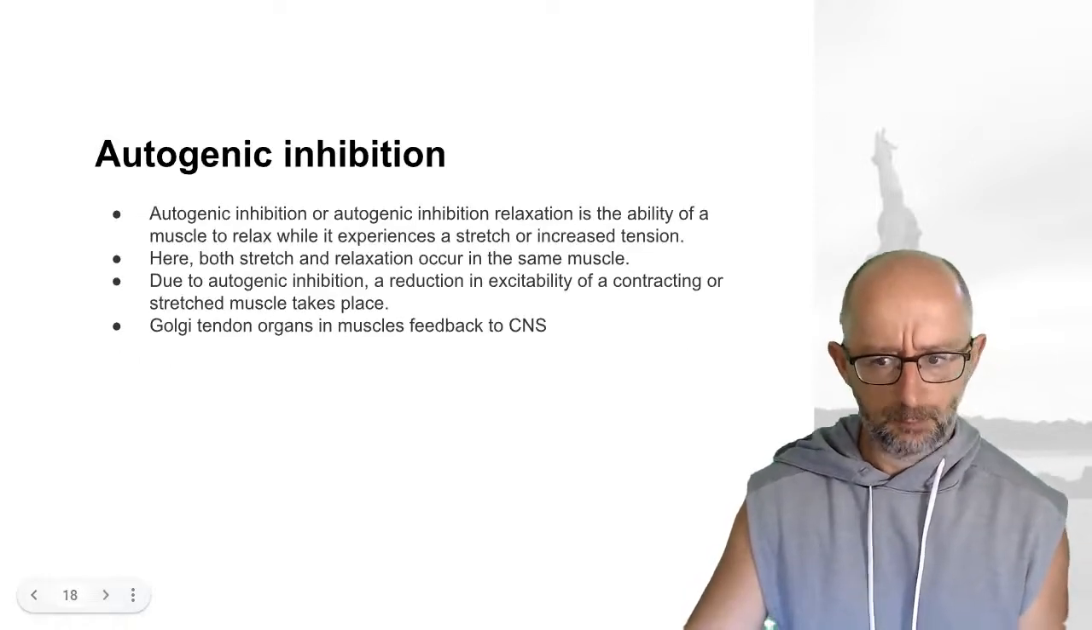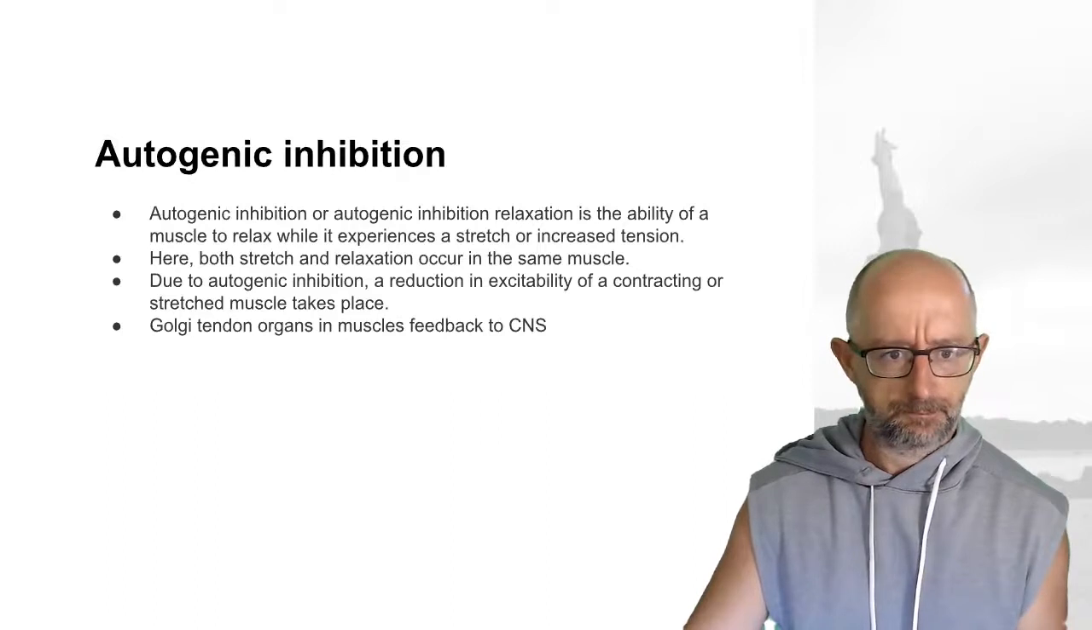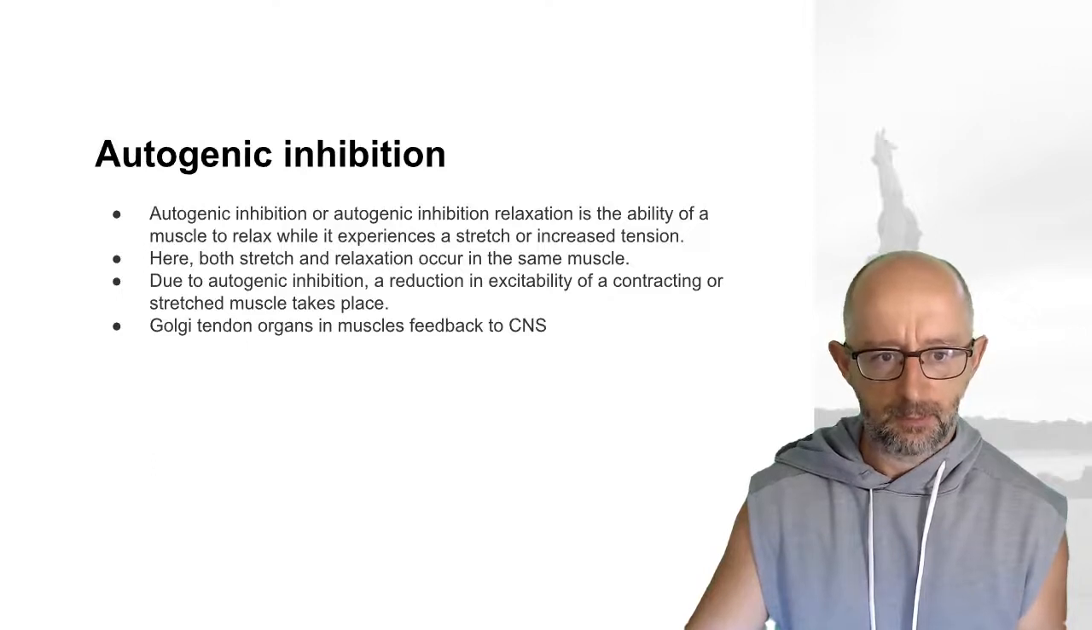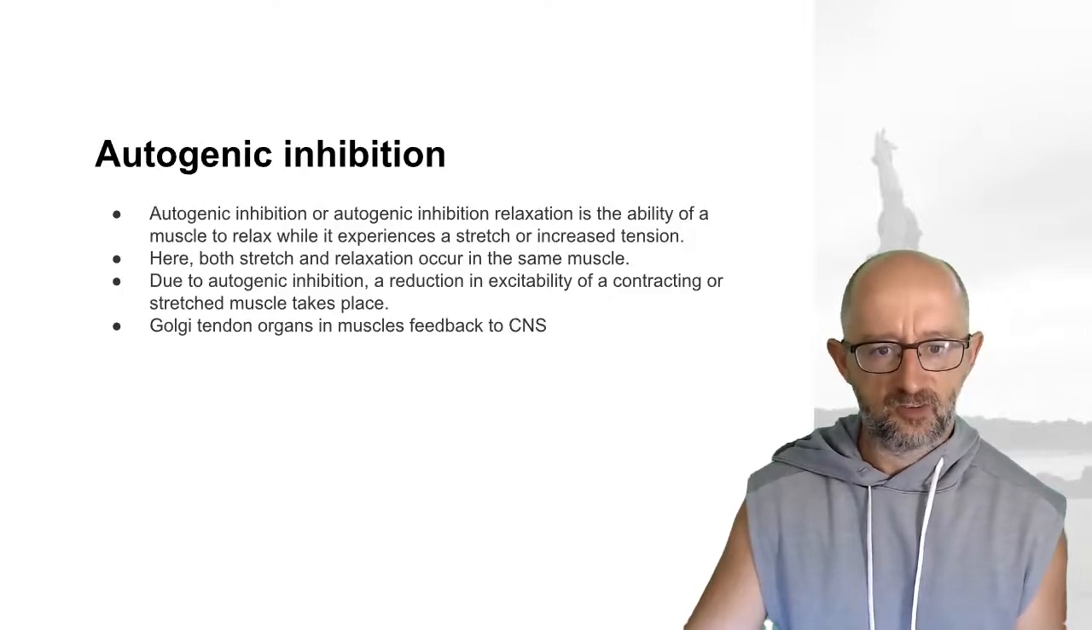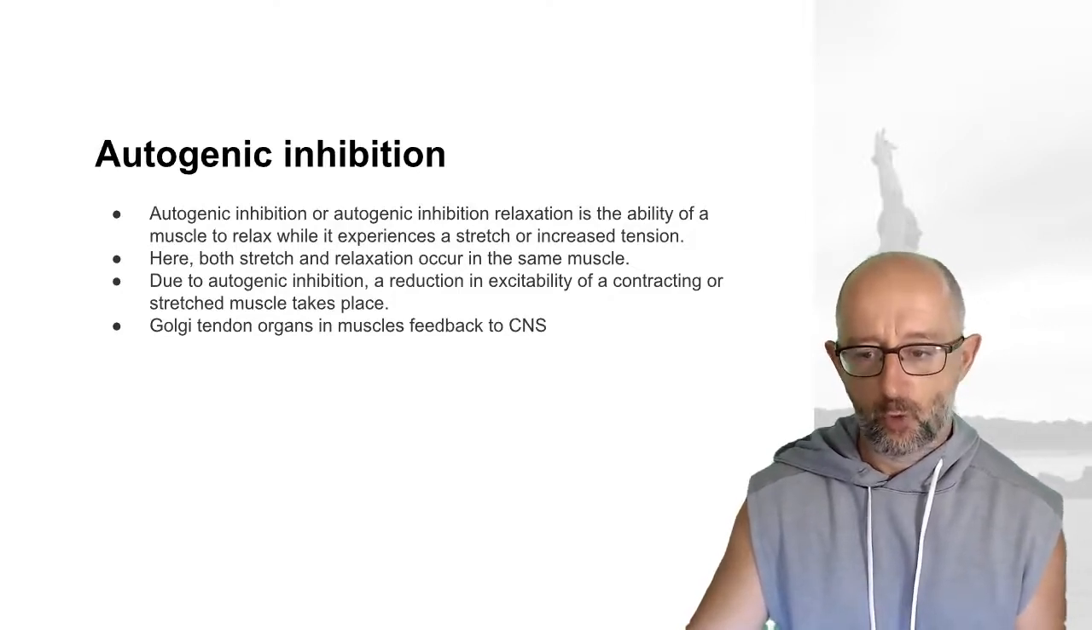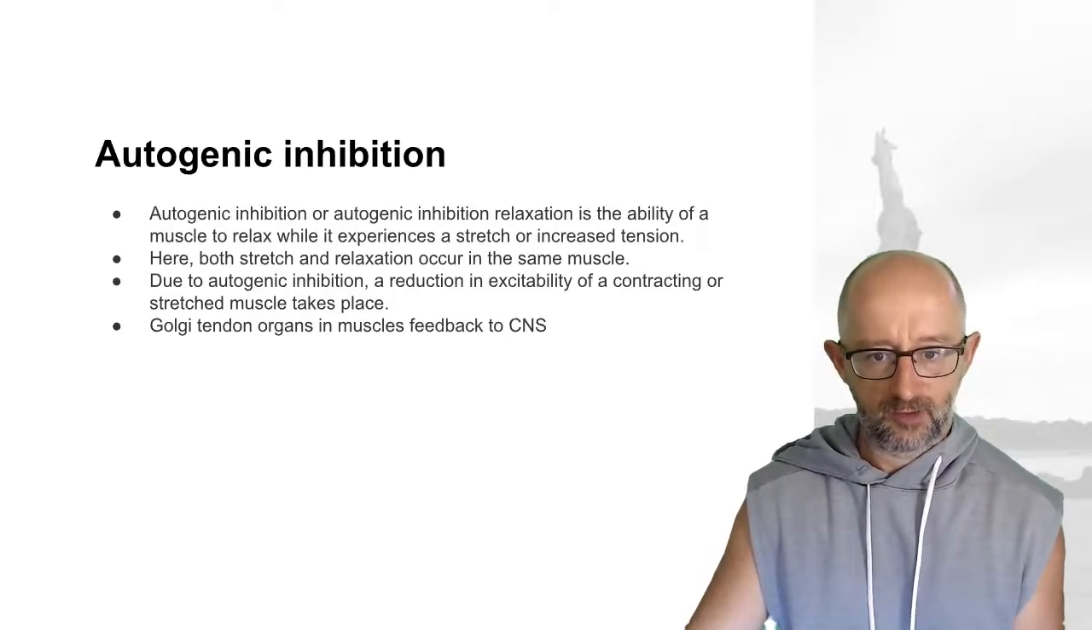So let's break down autogenic inhibition a little bit. Autogenic inhibition, or autogenic inhibition relaxation, is the ability of a muscle to relax while it experiences a stretch or increased tension. Here both stretch and relaxation occur in the same muscle.